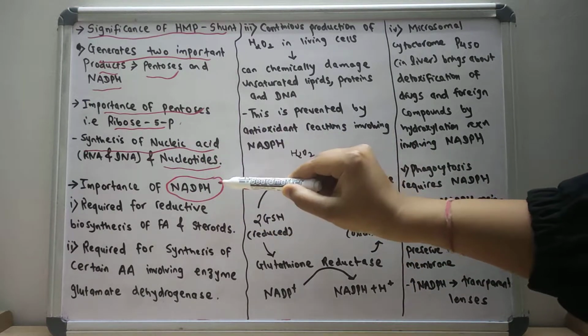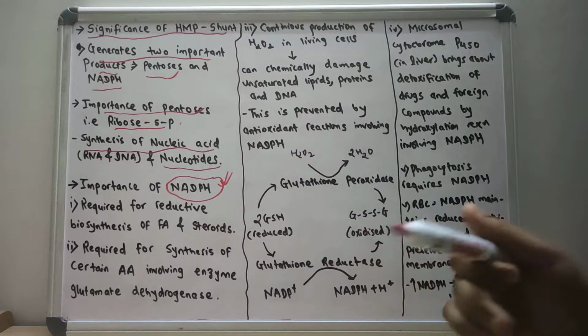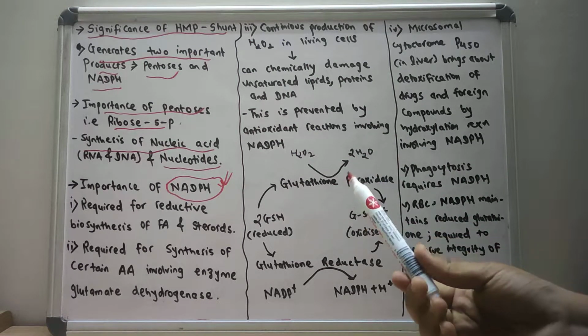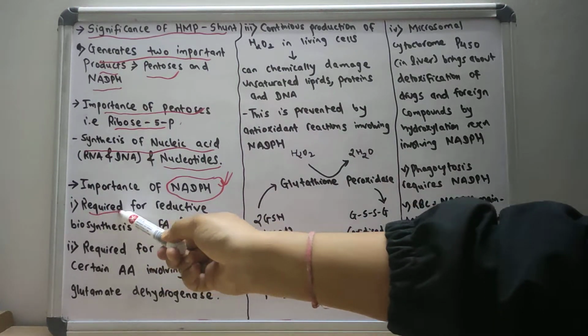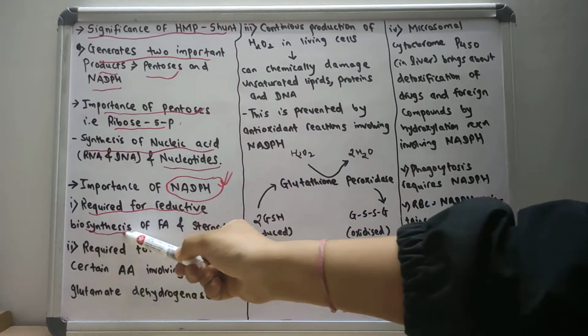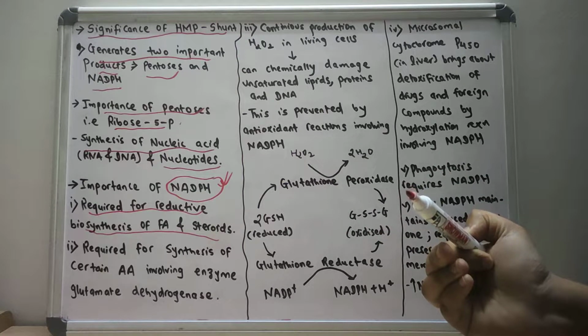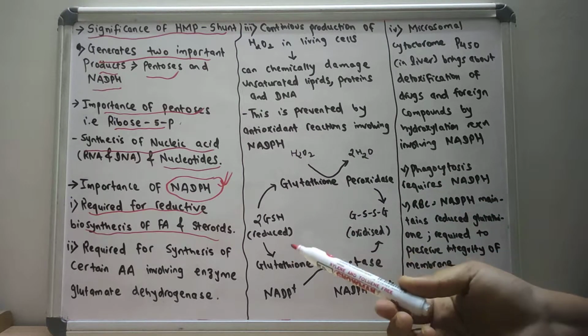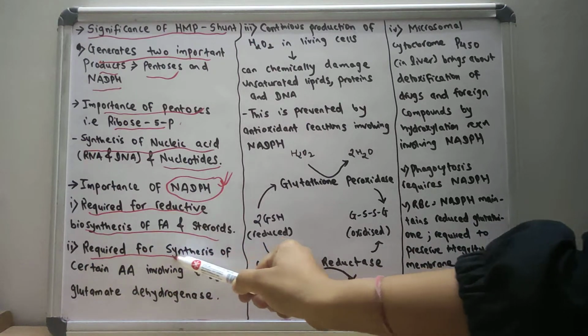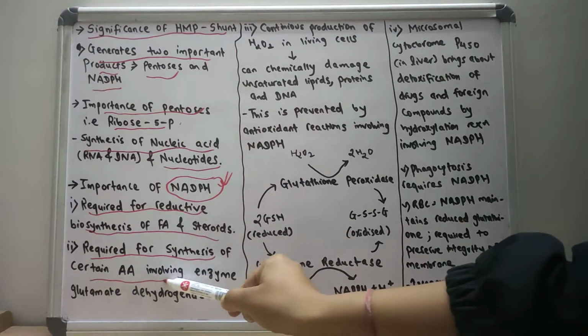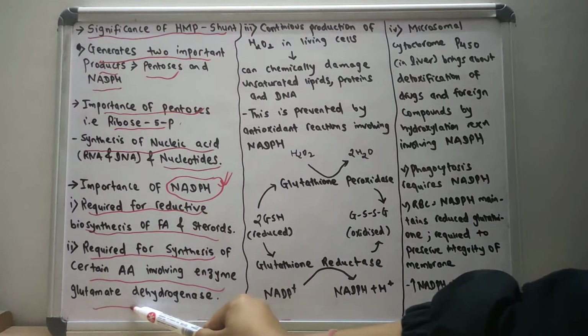There are a number of functions of the NADPH. The NADPH is required for the reductive biosynthesis of fatty acids and steroids. This is one of the very important functions of the NADPH. The NADPH is also required for the synthesis of certain amino acids involving the enzyme glutamate dehydrogenase.